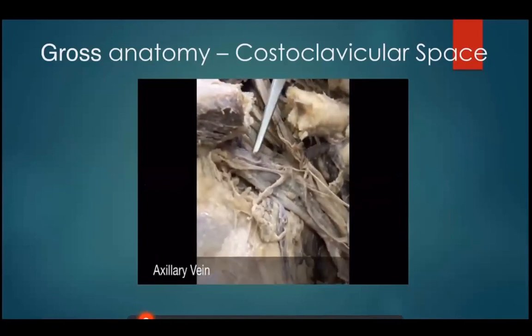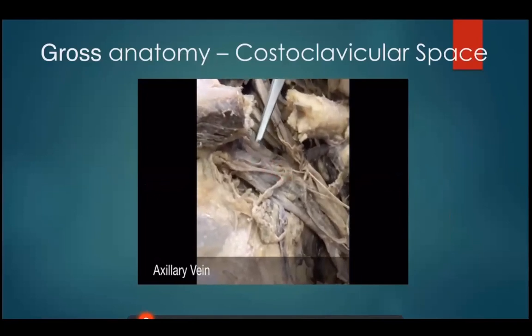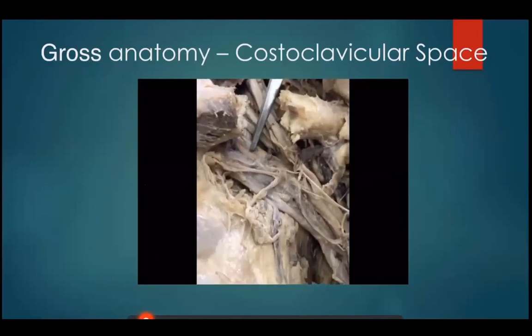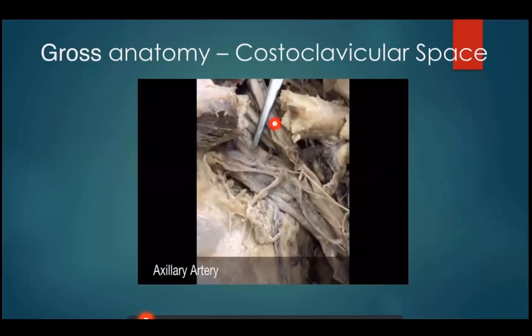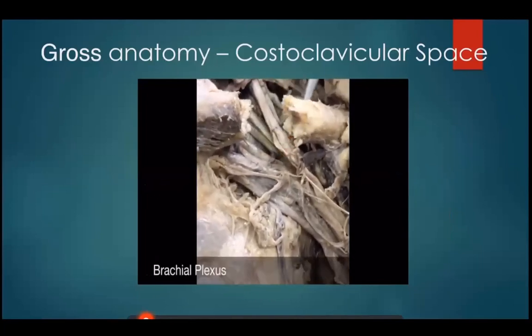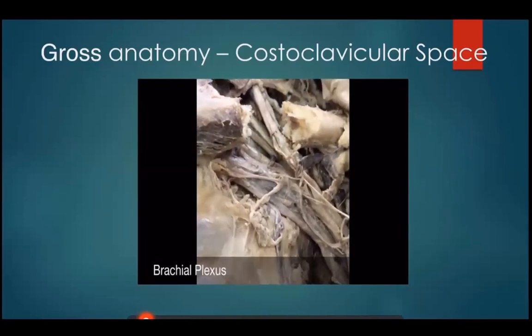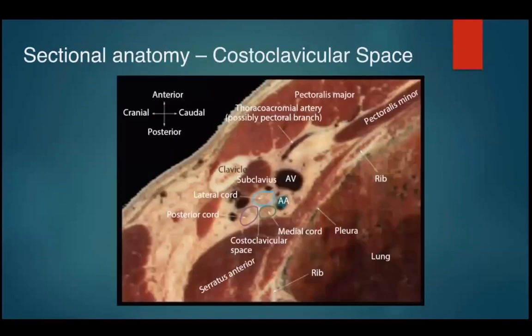So the axillary vein can be seen. Then lateral to it is the axillary artery, and you can see the brachial plexus elements lying further away from the vessels, more cephalad to the vessels. This sectional anatomy image will make it more clear.